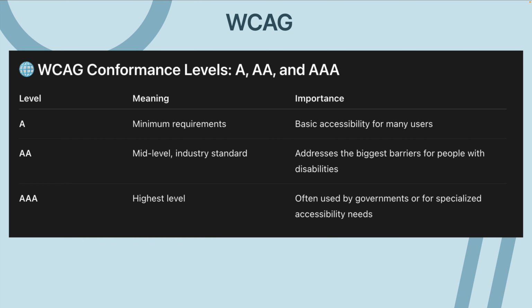Okay, so what are the WCAG levels, A, AA or AAA? Well, A means minimum requirement. Your website is meeting the basic requirement for many users. AA means it's the mid-level industry standard, and that's what we need to comply with at least. It addresses the biggest barriers for people with disabilities, so they shouldn't be blocked from using the website.